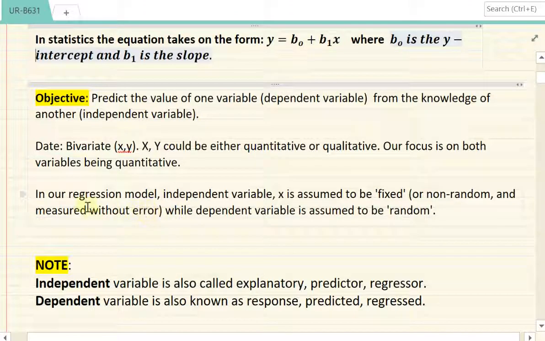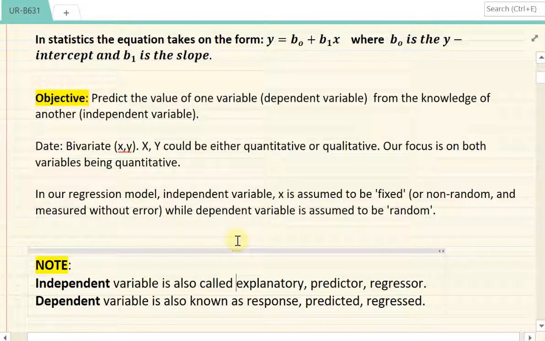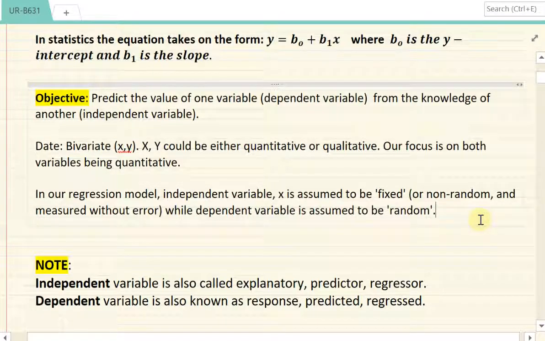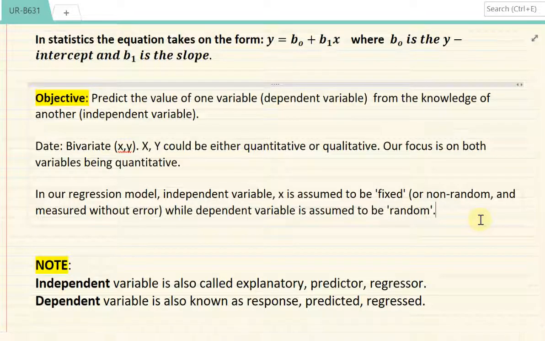Now, in our regression model, we're going to make an assumption here that the values of x are going to be fixed. That means they're not random and they're measured without error, while the y values are random and there could be error in the measurement of those. Okay, so that's an important assumption for us.